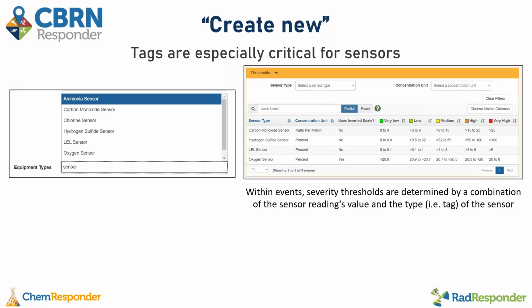Then the system will look at, again, how is this sensor tagged? And then it'll look at, again, the numeric values for each of the threshold categories in order to determine how to colorize that reading or which threshold category that reading falls into. So again, to take full advantage of this thresholds feature, you just need to make sure that your equipment is tagged appropriately.